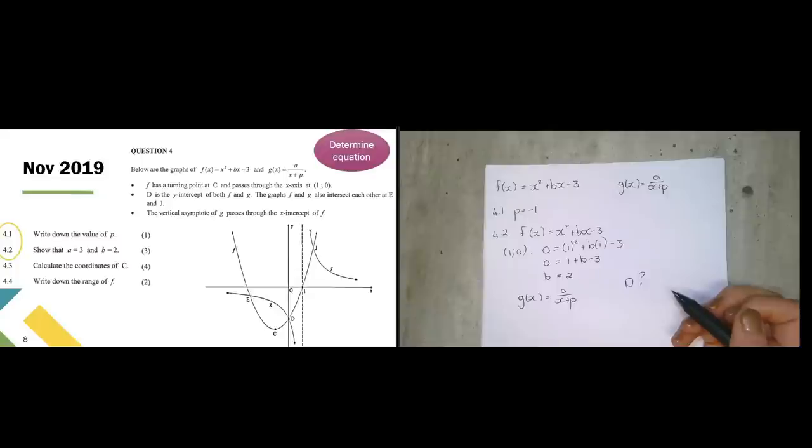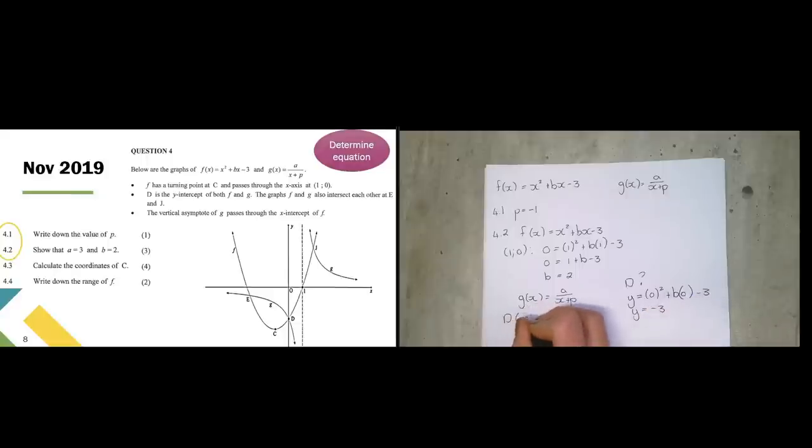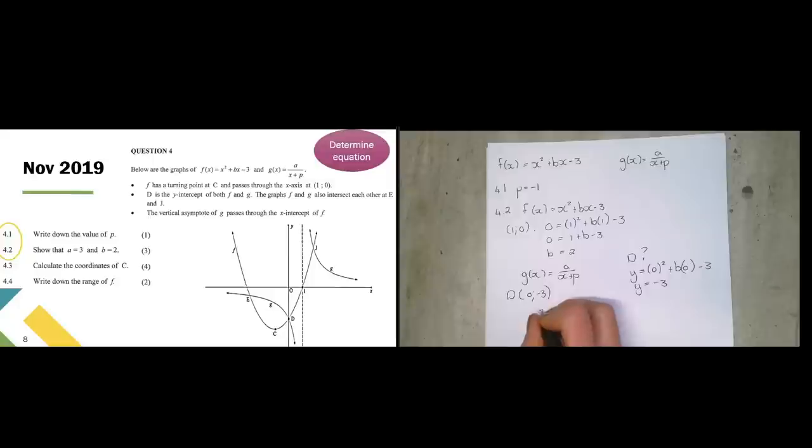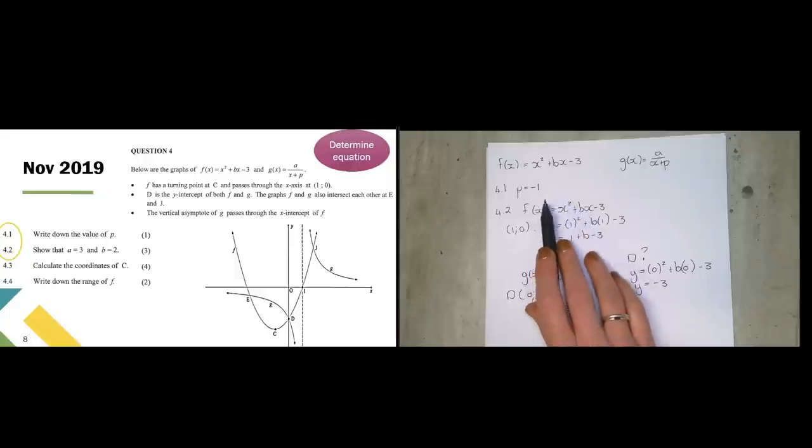Remember, to get the y-intercept, I make x equal to 0. So if I substitute in 0 in my parabola, it's 0 squared. Let's say I did not know what b was yet, maybe I had not done that step yet. b times 0 minus 3, that's all 0, so y is equal to negative 3. So D is the coordinate (0, -3). So now I have a coordinate I can substitute in. So I can go: negative 3 equals a over 0 plus p. We already calculated p. Almost forgot that. p was negative 1. So negative 3 equals a over 0 minus negative 1.